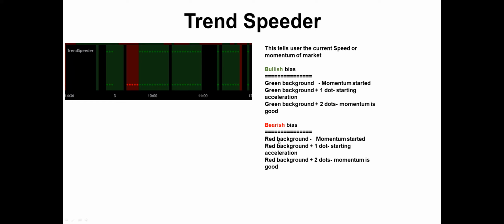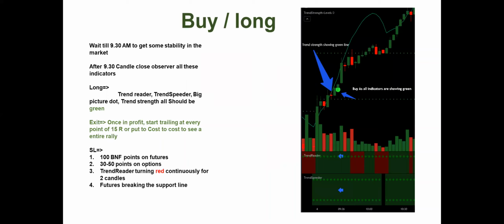So for the bearish bias, red color background, as you see here, this is plain red, and this is a single red, which means acceleration or the momentum is getting started. If you see double dot red confirmation, that is a very perfect scenario for taking a trade decision. So this completes the three indicators along with the big picture and the horizontal resistance support line for favoring our trade decisions, right? So when to buy with this system, right?